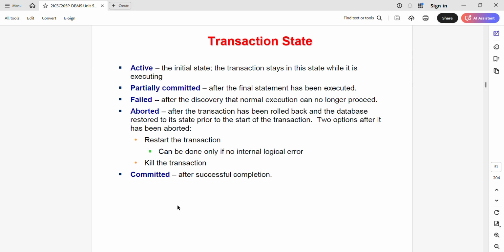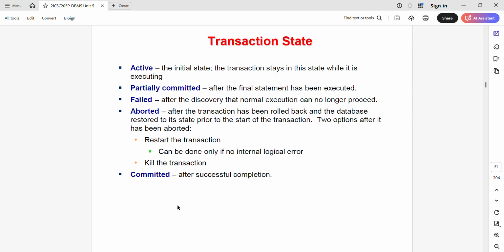These are the states actually. There are 5 states in a transaction. One is active, second is partially committed, third is failed, fourth is aborted, fifth is committed. Active means it is the initial state. The transaction stays in this state while it is executing. Second one is partially committed. Partially committed means after the final statement has been executed.